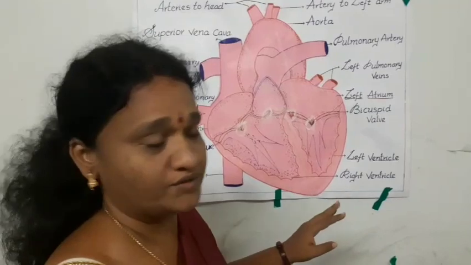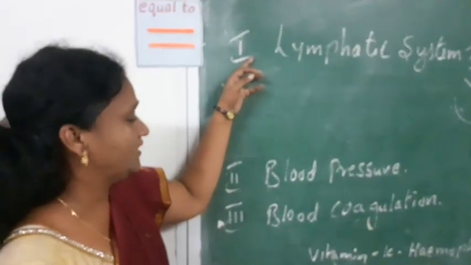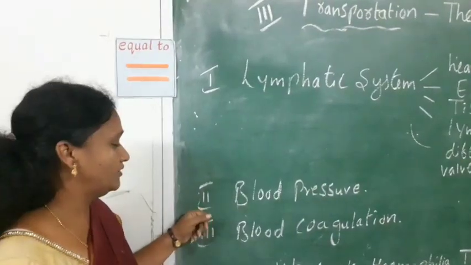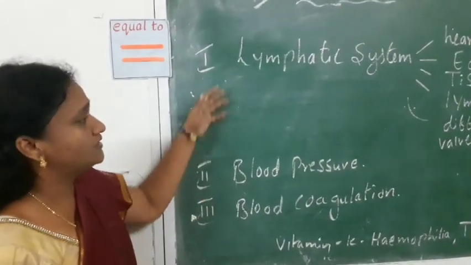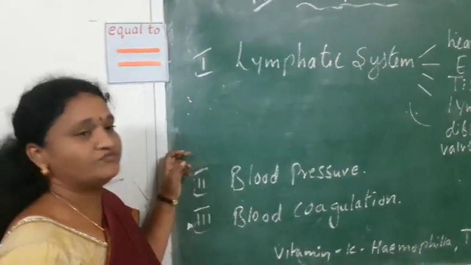Then coming to today's topic, today we will be seeing about the lymphatic system in detail. Then we will go for the blood pressure, then blood coagulation. These are the 3 important topics that we will be covering today. So first let us see about the lymphatic system.